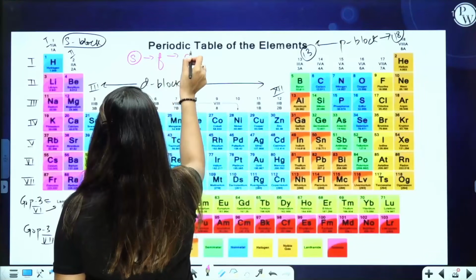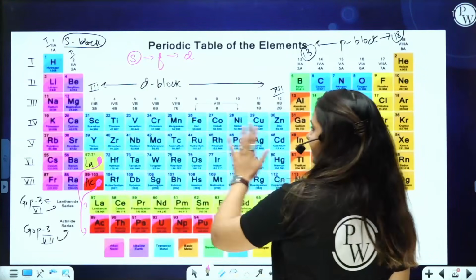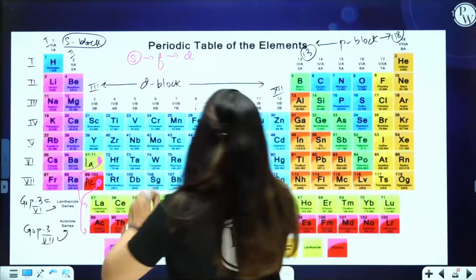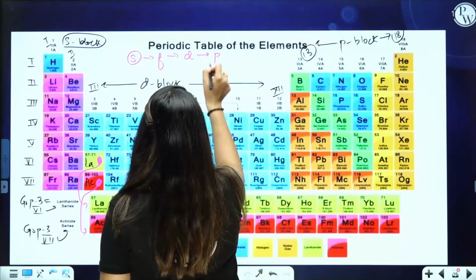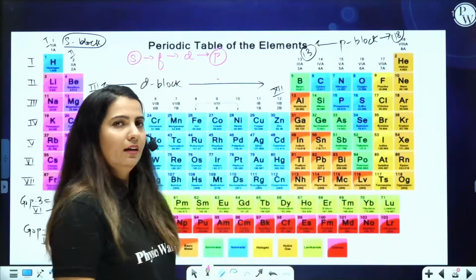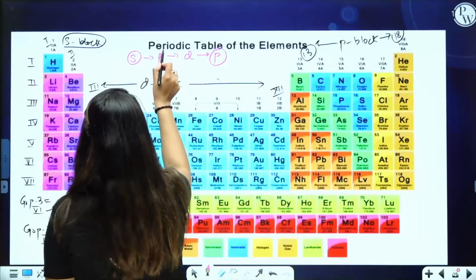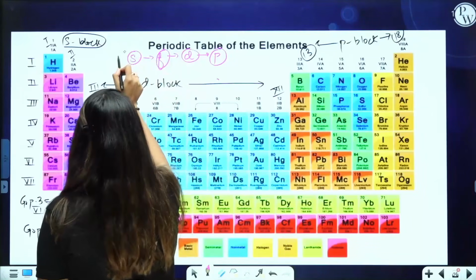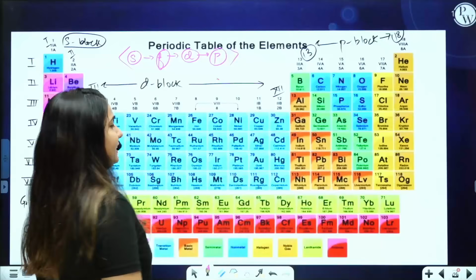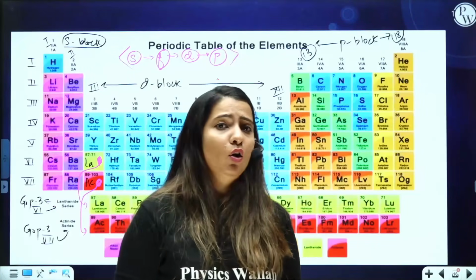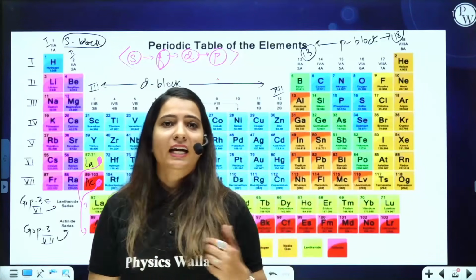After that you have the whole D block elements, and after that, on the very right hand side, the P block elements. You should know that they are arranged in this order. First of all we have SFDP. SFDP, do not forget this. We have SFDP from left to right.